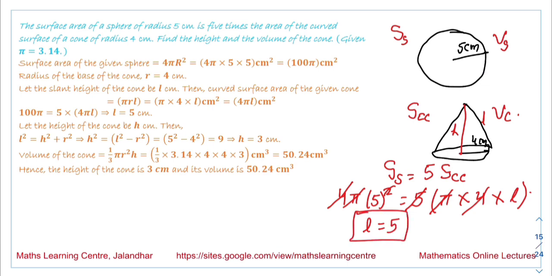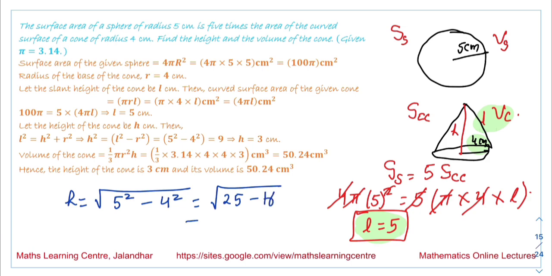So this 4 gets cancelled, 5 gets cancelled, and this pi gets cancelled, and the value of L we get is 5. L means we are talking about the slant height. The value of L is 5 and the radius is 4. Then the value of h is the square root of 5 square minus 4 square, that is the square root of 25 minus 16, the square root of 9, which is equal to 3 centimeters. So this is the height of the cone.